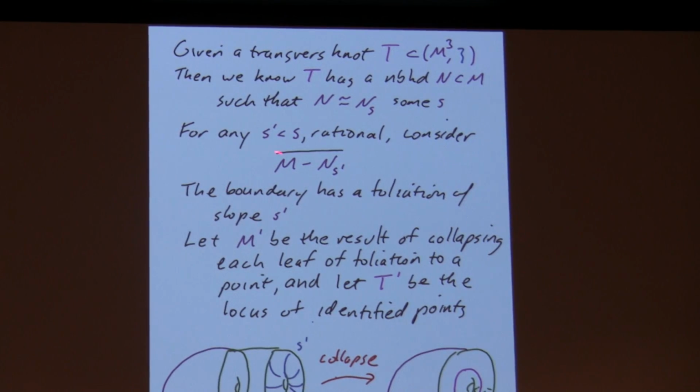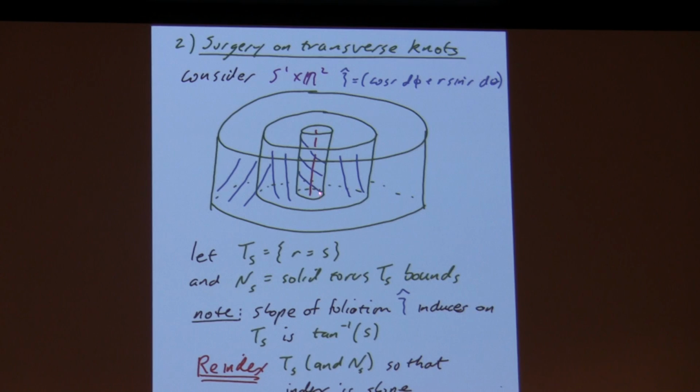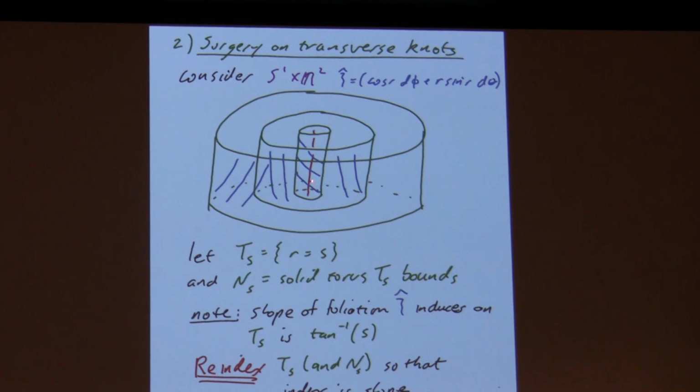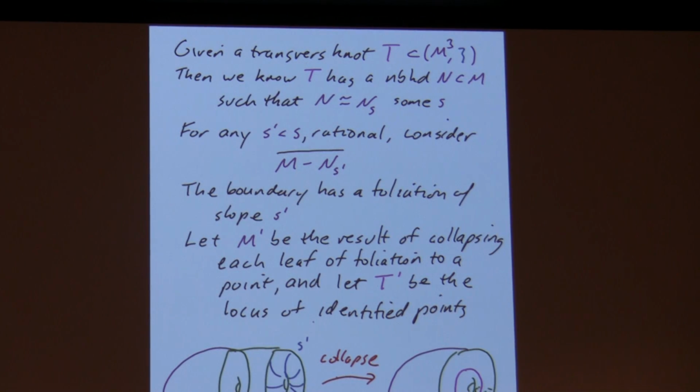Remember, we're indexing our tori by slopes. So if your neighborhood came all the way out to, I don't know, this very big negative slope, then we could take some s prime that's got a more negative slope in there, and you look at M minus that solid torus. So now I have a 3-manifold with torus boundary, and on the boundary, I see curves of slope minus s prime.